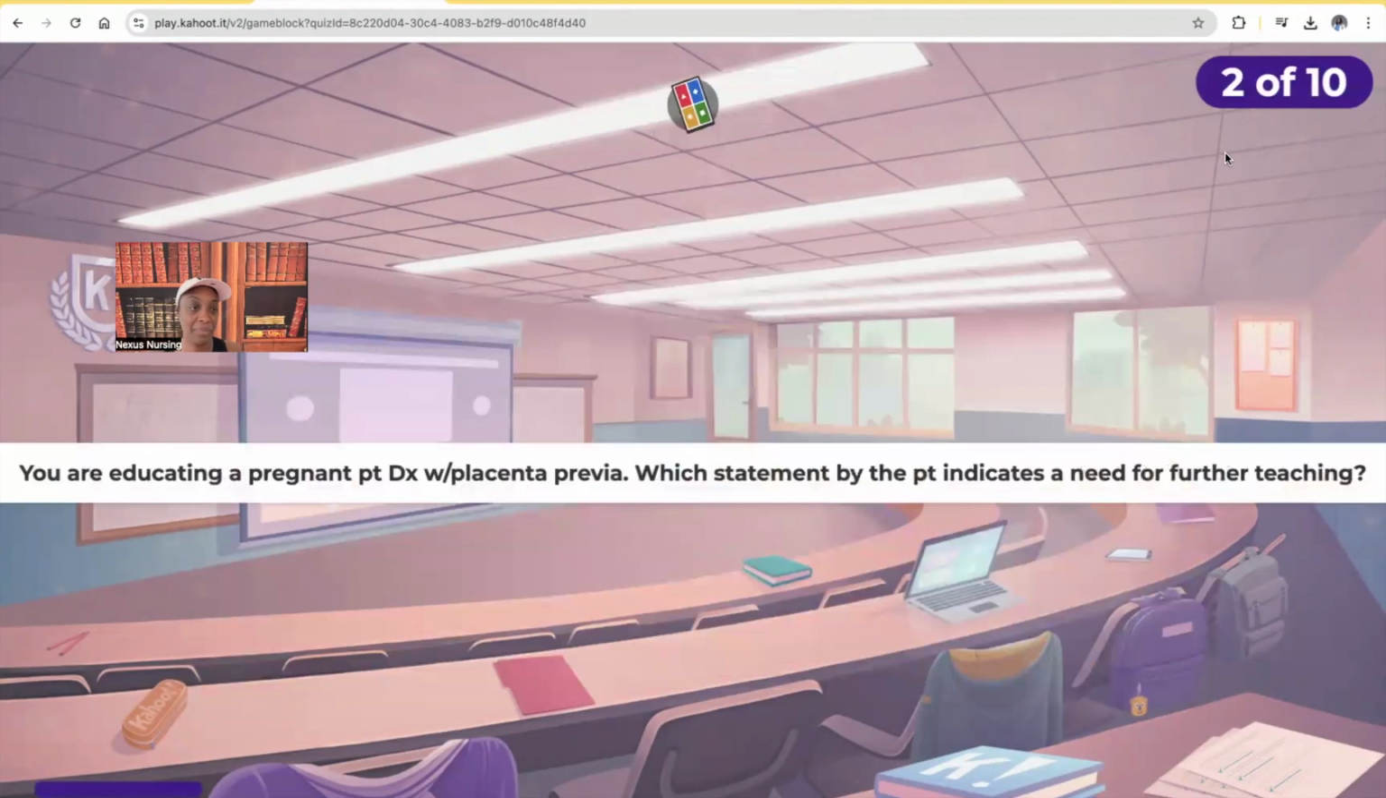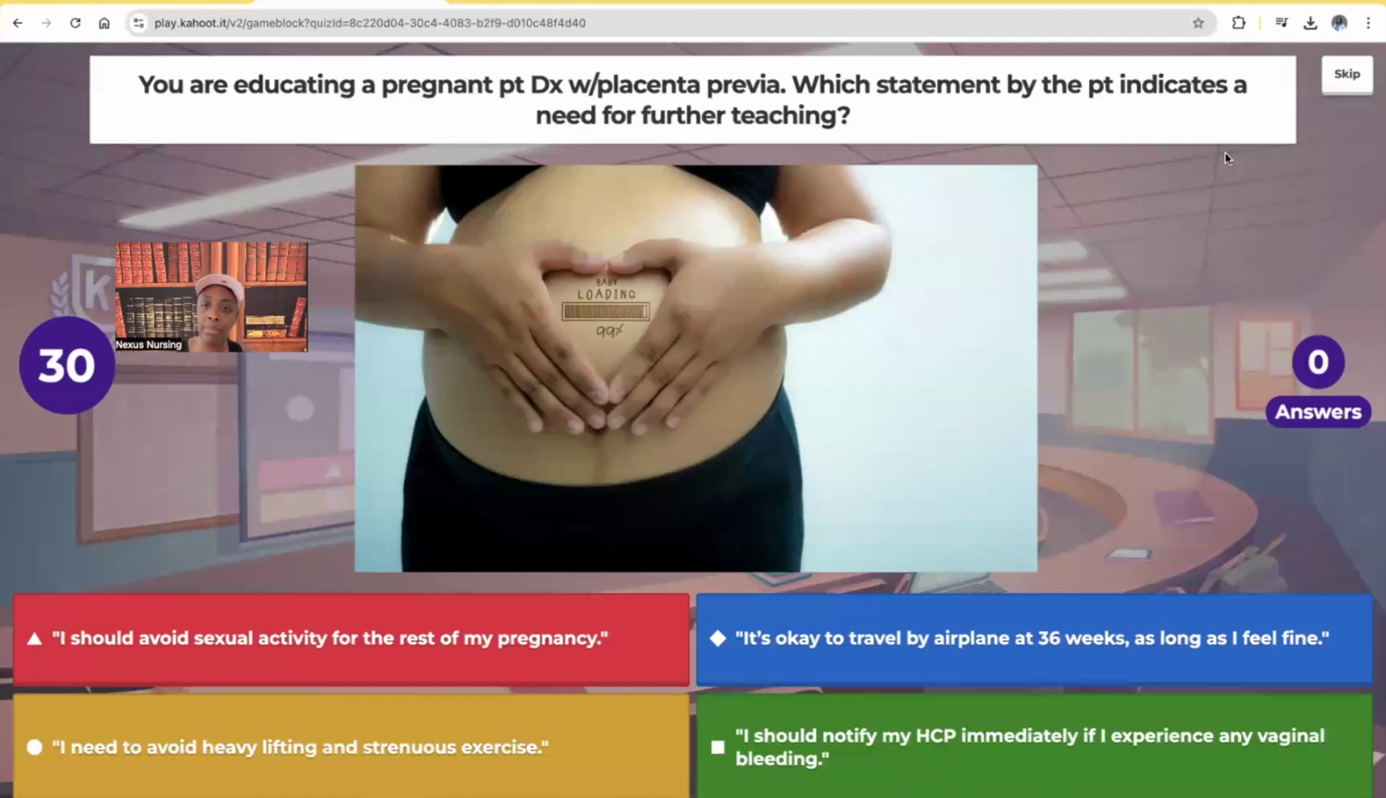Next question. You're educating a pregnant patient diagnosed with placenta previa. What statement by the patient indicates a need for further teaching? Would it be, I should avoid sexual activity for the rest of my pregnancy? It's okay to travel by airplane at 36 weeks as long as I feel fine. I need to avoid heavy lifting and strenuous exercise, or I should notify my healthcare provider immediately if I experience any vaginal bleeding. What do you guys think?